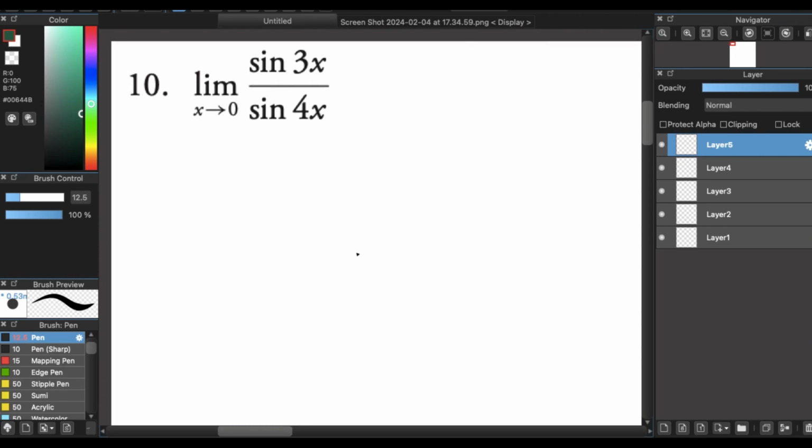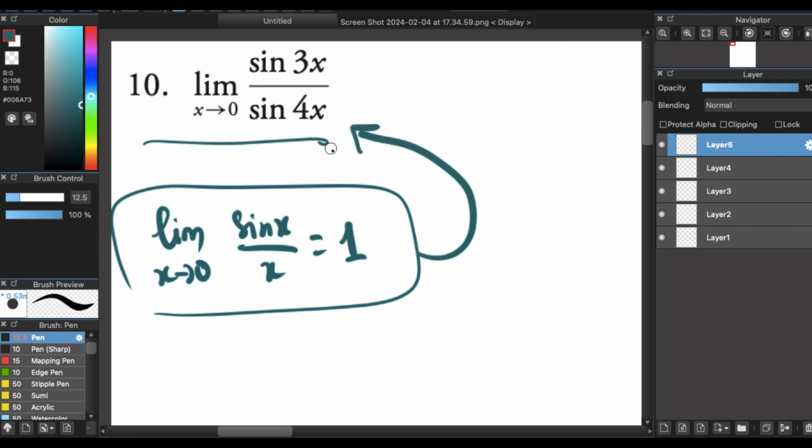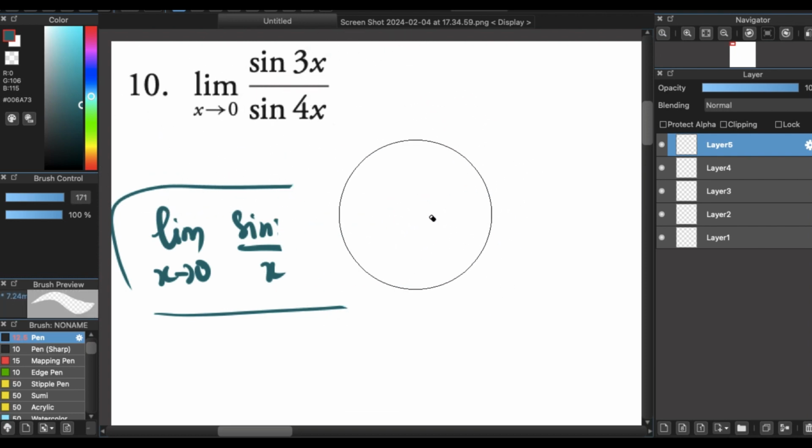So now we have to find the limit when x reaches 0 of sine 3x over sine 4x. And firstly, I need you to recall this. It's already established that the limit when x approaches 0 of sine x over x equals 1, right? So we're going to use this to tackle this problem.